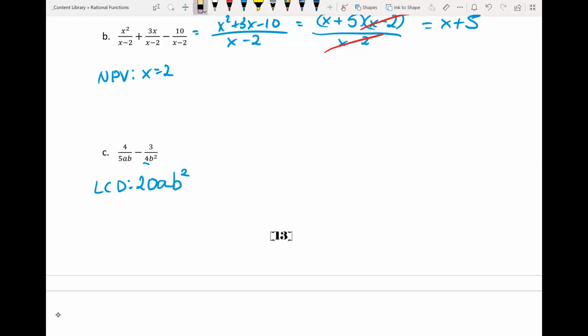I'm just combining everything all together. So the 5 and the 4, we just multiply. We have one a, so we'll include that. And this one has a b, but this has a greater power, so I'm going to include b squared instead of just b.